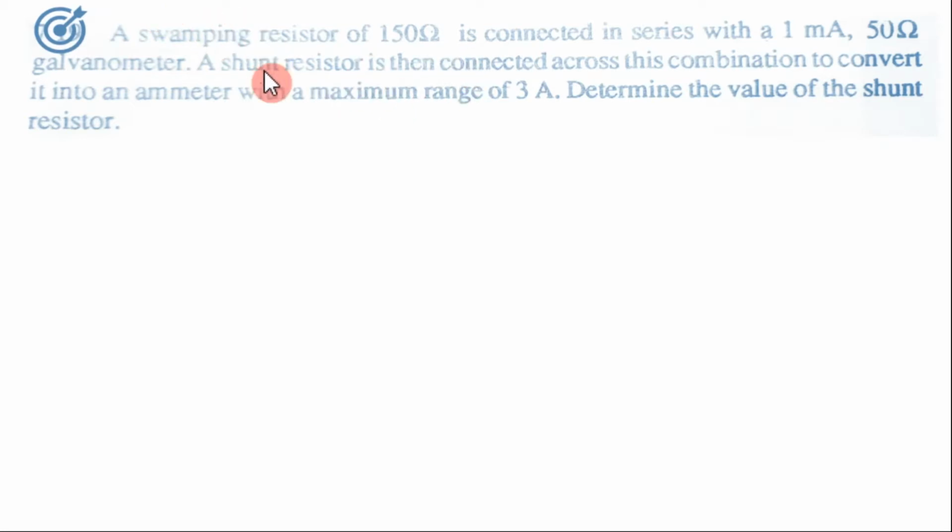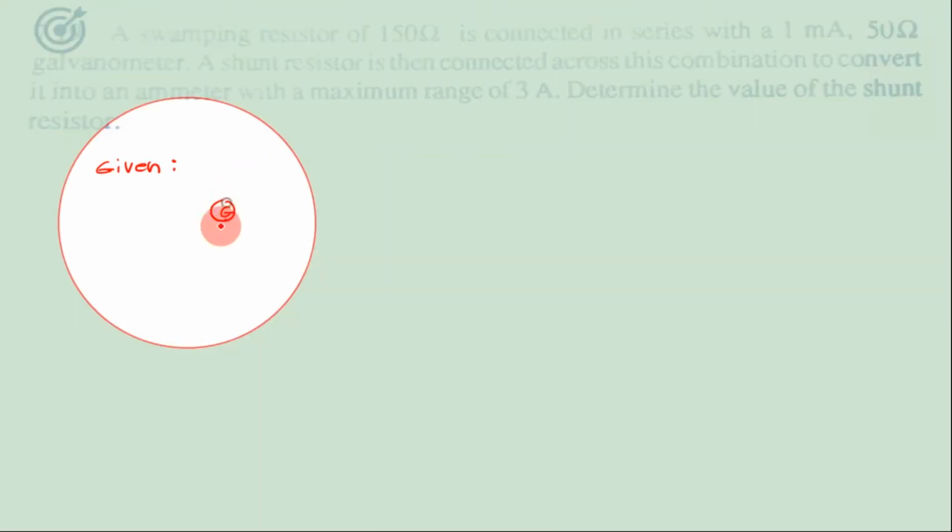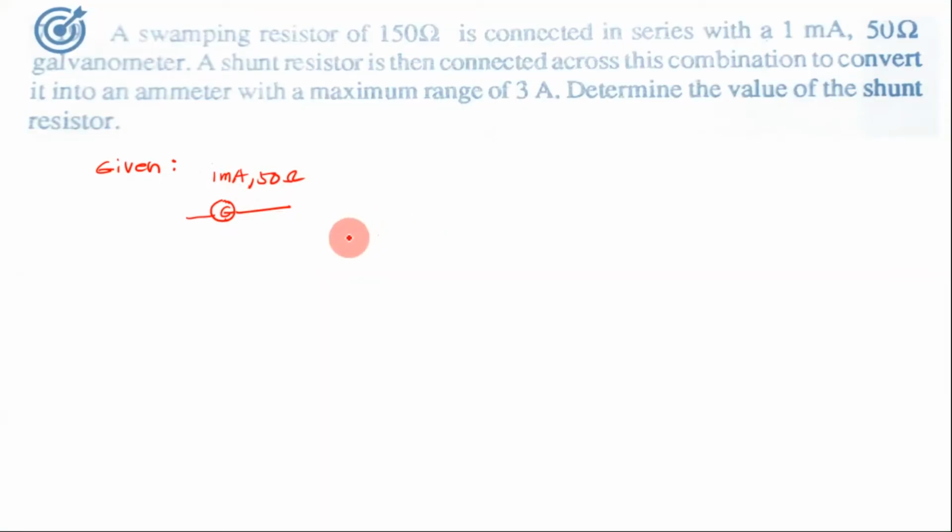So let's try to understand this problem by illustration. We will draw what is being stated there. We are tasked to get the value of the shunt resistor. For our given, we have here the galvanometer. We write the symbol for that, G inside a circle, which means it is a galvanometer. This galvanometer is rated as 1 milliampere and 50 ohms. So that is the capacity of your galvanometer.